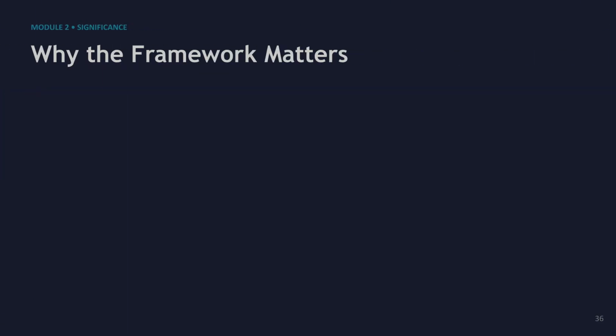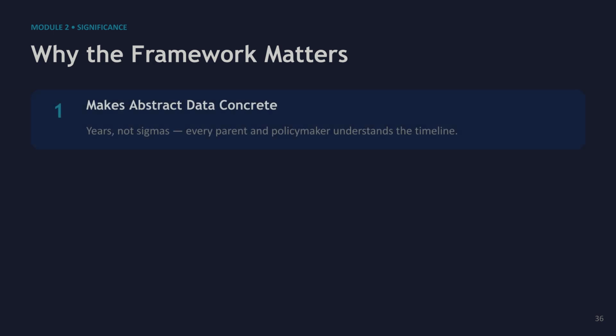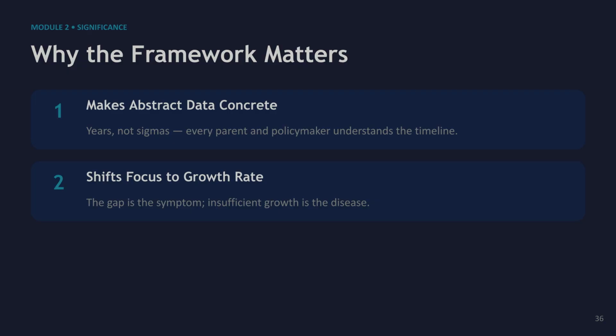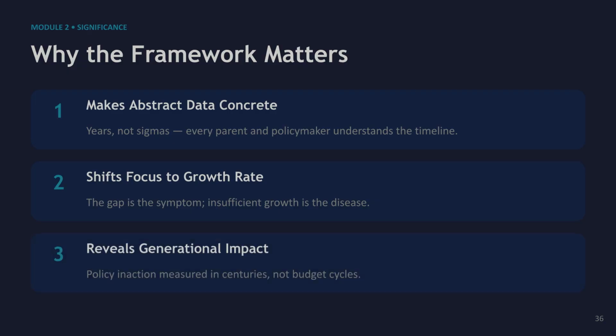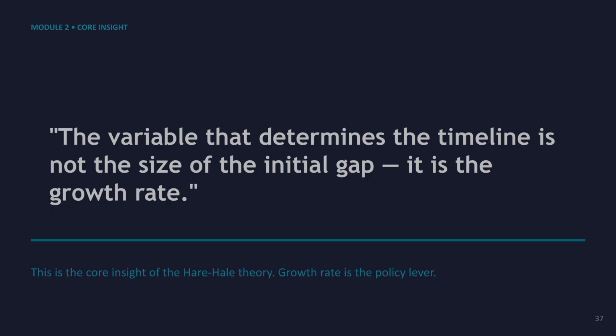The Hare-Hale framework matters because it makes abstract data concrete by translating sigma units into years. It shifts focus to the growth rate and reveals the generational impact of policy inaction. The core insight of the Hare-Hale theory is that the timeline is determined by the growth rate, not the size of the initial gap. The growth rate is the most critical policy lever for change.